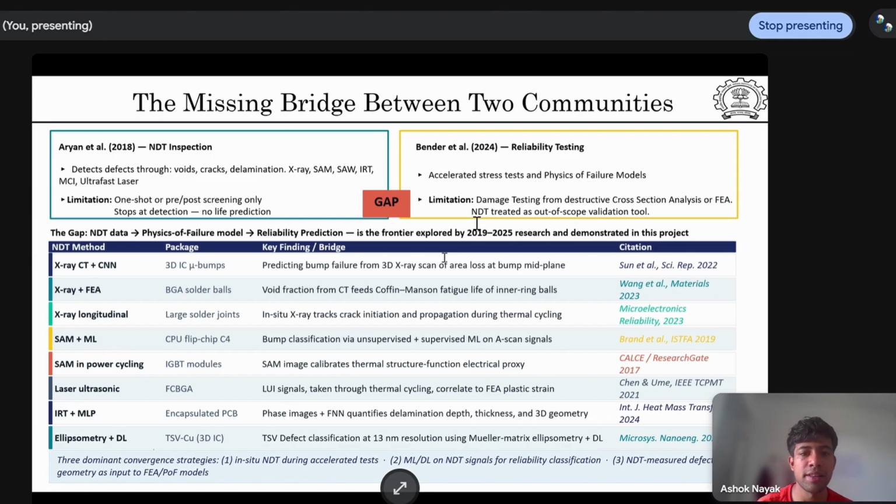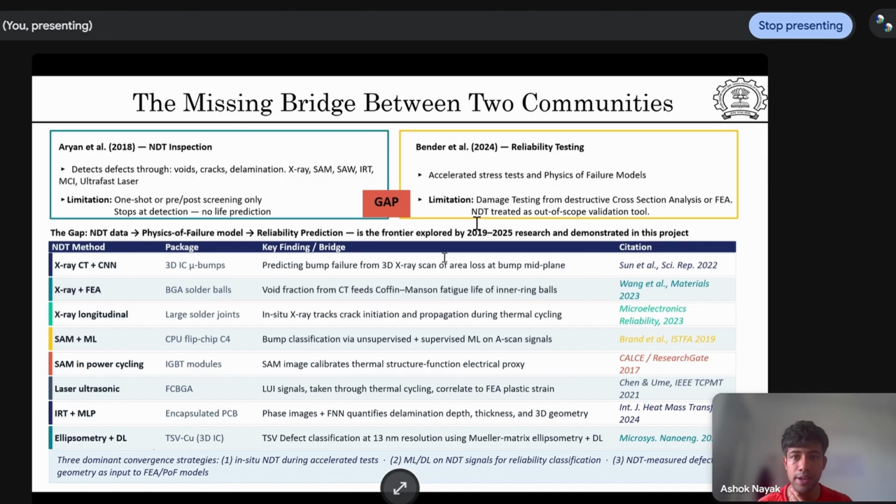And the gap label in the middle is the precise problem the project is trying to address. So the statement in bold below both the boxes defines our contribution, which is NDT data to physics-of-failure model reliability prediction, which is the frontier research explored from 2019 to 2025. Now, I will go through some important research papers that were explored during this duration.